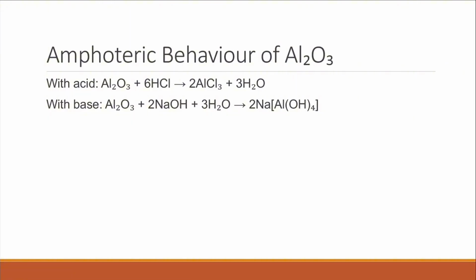However, aluminium oxide has an amphoteric behavior, meaning it can react with an acid and act as a base to give salt and water, and also can react with a base and act as an acid to give a salt. So we have aluminium oxide with hydrogen chloride giving aluminium chloride and water in a neutralization reaction. So it acts here as a base. And then when you react it with an excess of sodium hydroxide in the presence of water, it will give you this ionic compound, which is sodium and aluminium with four hydroxide ions. And so it acts here as an acid.